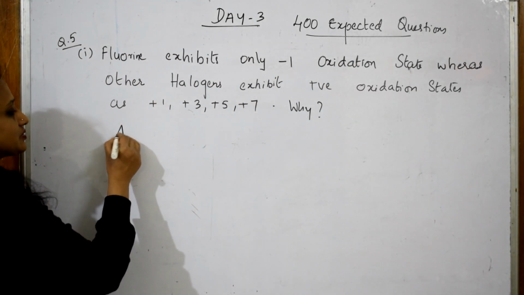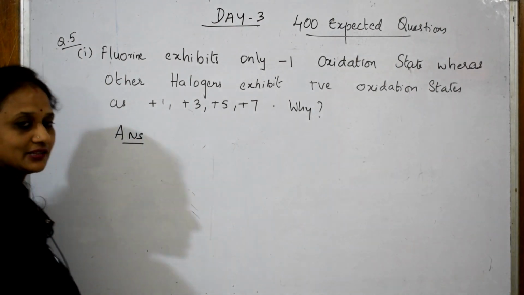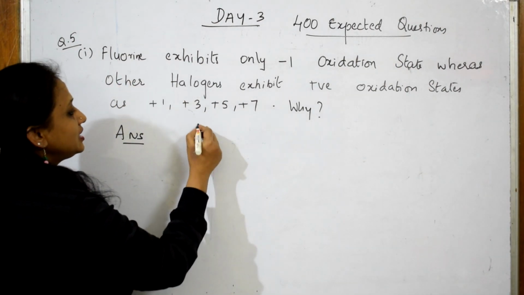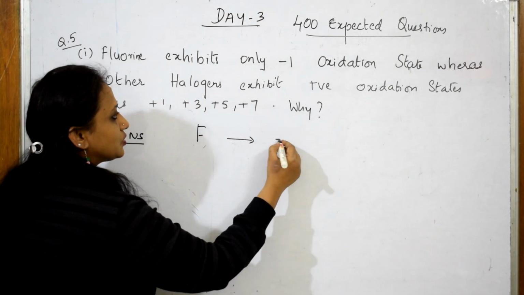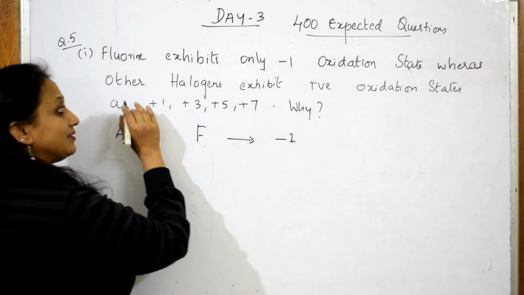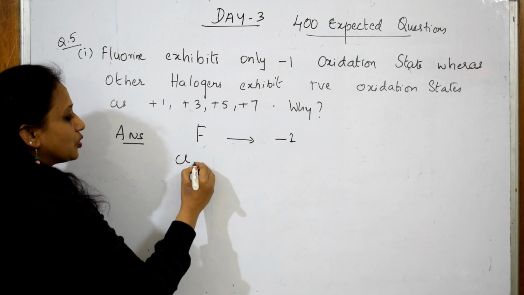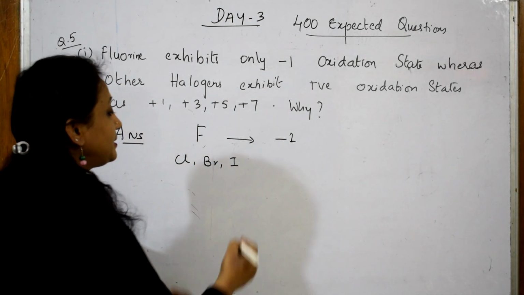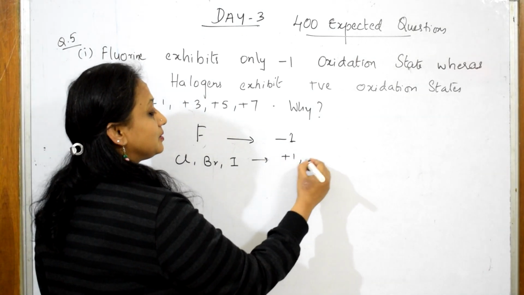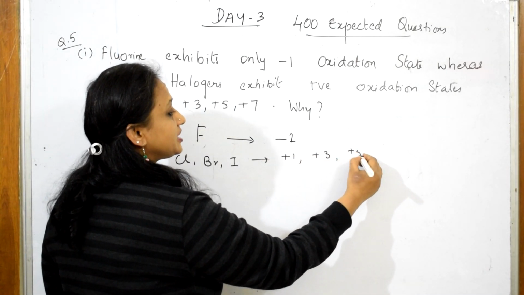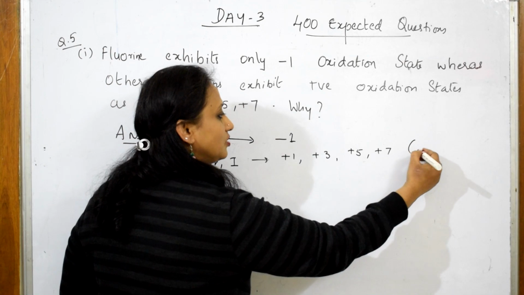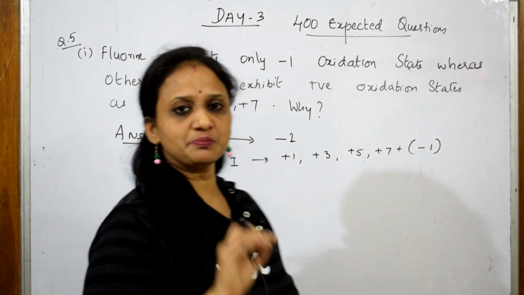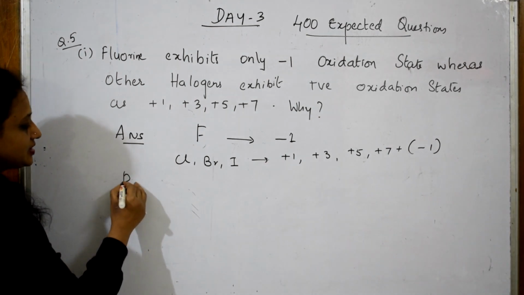So as soon as this question is given to you, write like this. Whatever they have given, note it first. What did they say? Fluorine exhibits which oxidation state? Only -1. Other halogens like chlorine, bromine, iodine are going to exhibit, right? +1, +3, +5, +7 along with -1. This also is there. Why they are asking? Simple reason. Students, write the reason like this.